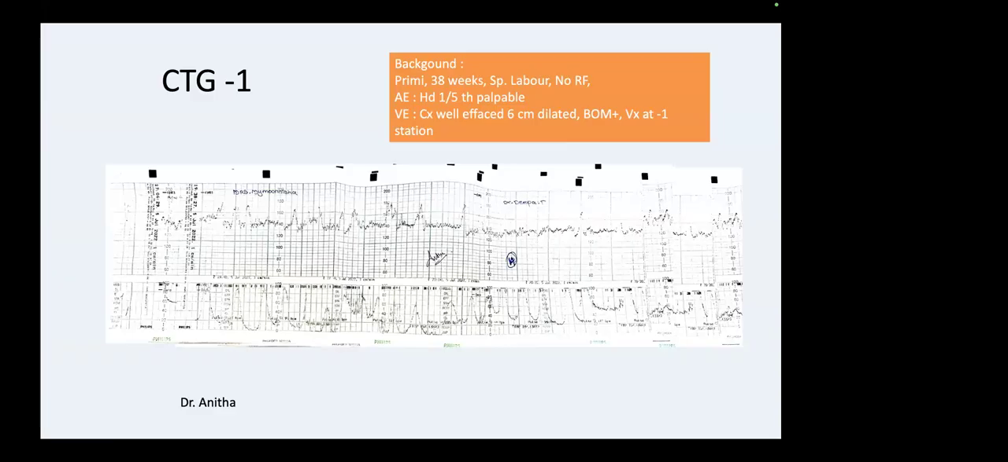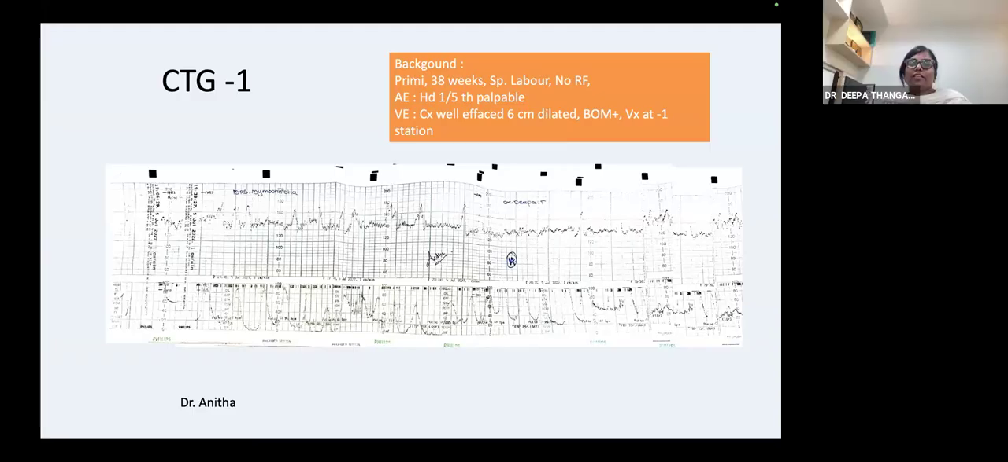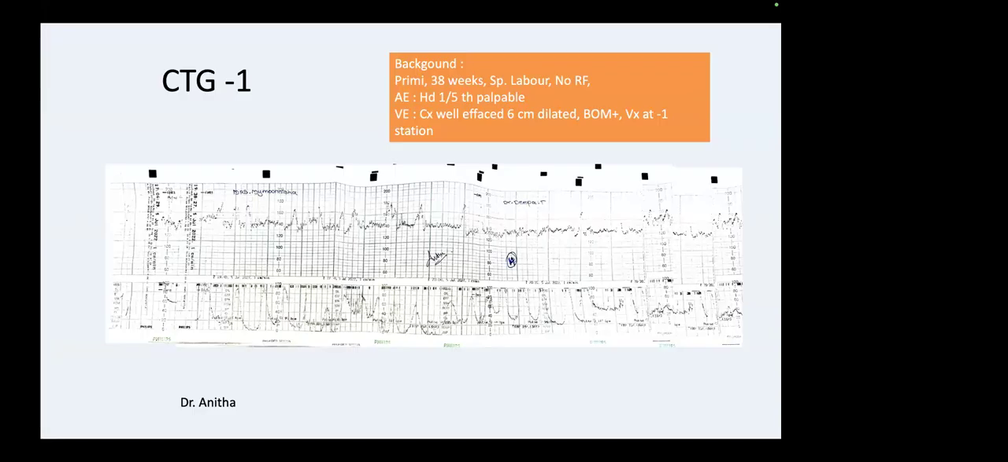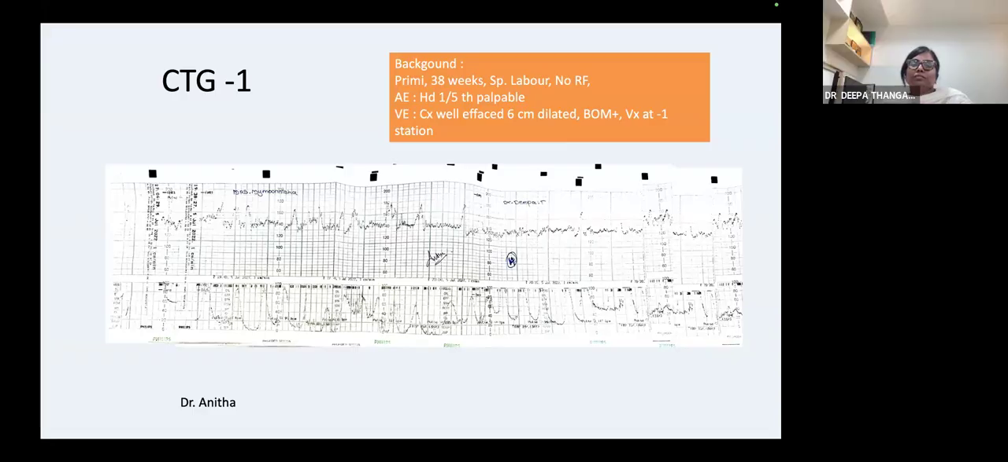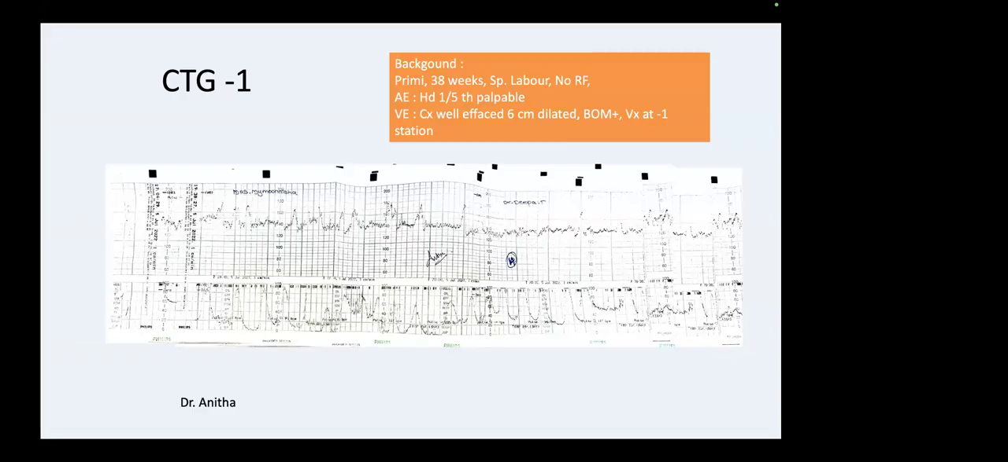Ma'am, first, according to Dr. Sri Bravado, we will classify the CTG. So first is DR, that is define risk. She has no risk factor. She is 39 weeks and 8 days, primary, spontaneous labor, no risk factors. Then we'll see the contractions in 10 minutes. She's having almost 3 to 4 contractions in 10 minutes, ma'am.